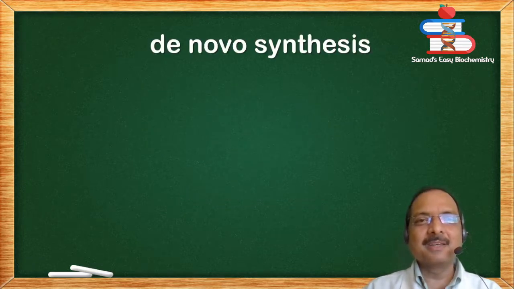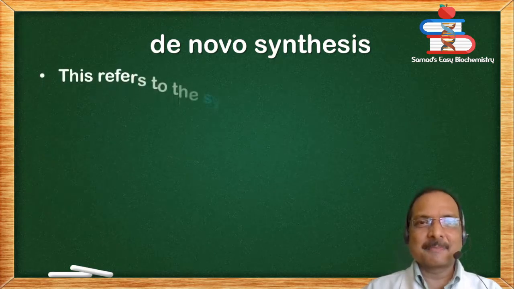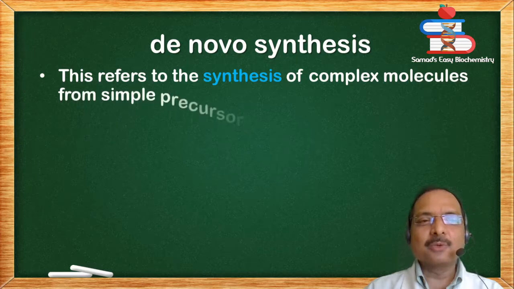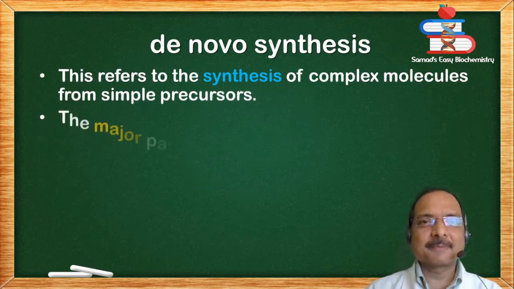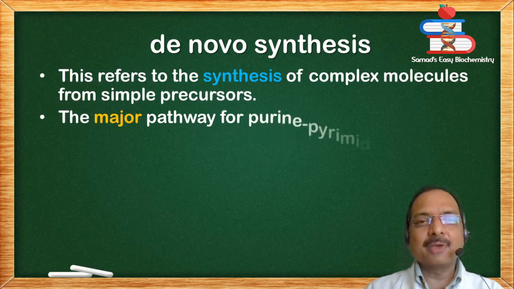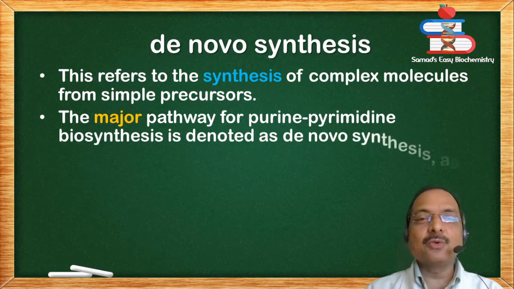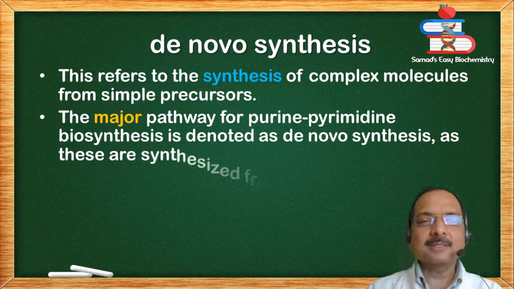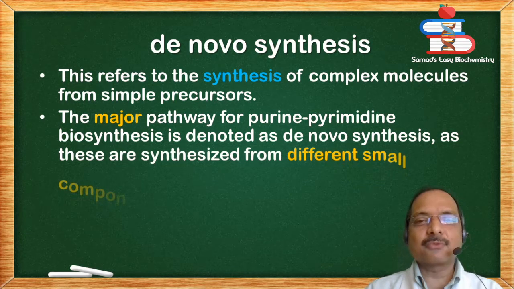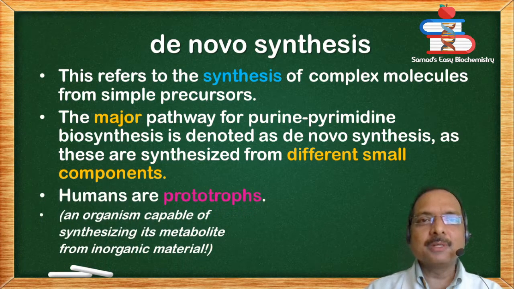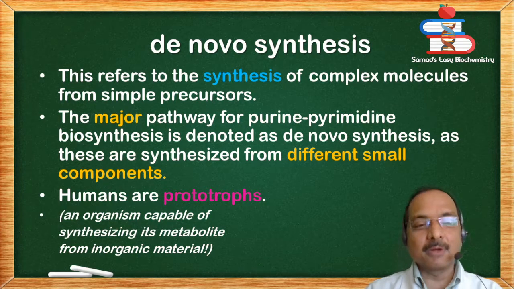So let's begin. De novo synthesis. This refers to the synthesis of complex molecules from simple precursors. The major pathway for purine and pyrimidine biosynthesis is denoted as de novo synthesis, as these nucleotides are synthesized from different small components. Humans are prototrophs. Prototrophs are organisms capable of synthesizing the metabolites from inorganic material.